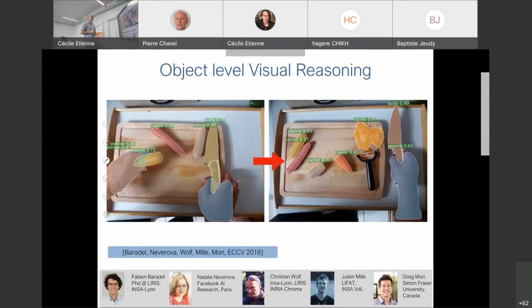I'll give you a concrete example of how we solved this. This is past work from my then student Fabien Paradel, and also past student Natalia Neverova. Natalia is now with Facebook. Fabien is now with Neighbor Labs in Grenoble. And joint work with my colleague Julien and Greg Maury from Simon Fraser University in Canada.